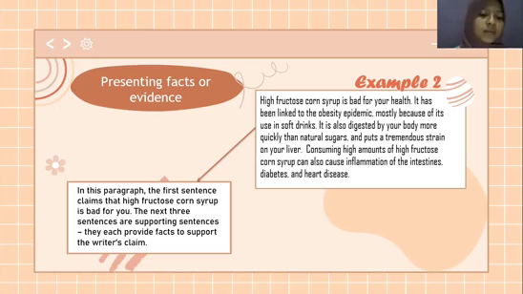In this paragraph, the first sentence claims that high fructose corn syrup is bad for you. The next 3 sentences are supporting sentences. They provide facts to support the writer's point. Next.